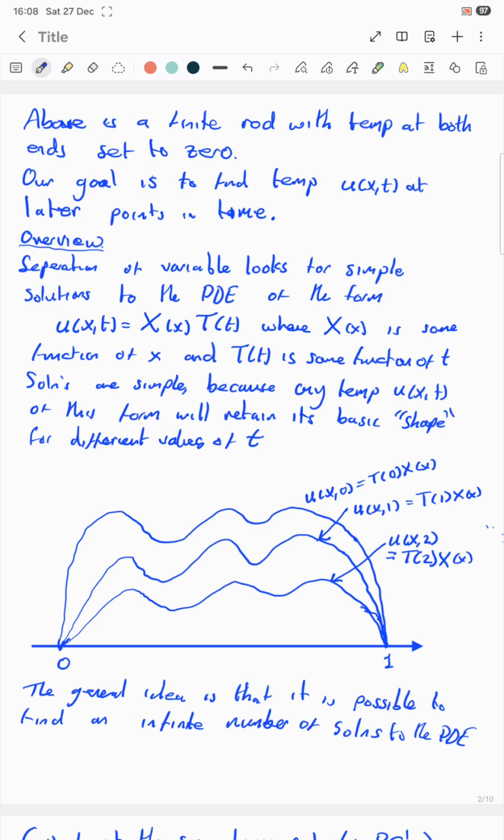Now overview. Separation of variables looks for simple solutions to the PDE of the form u of x, t equals X of x times T of t, where X of x is some function of x and T of t is some function of t. Solutions are simple because only temperature u of x, t of this form will retain its basic shape for different values of t. Here I've drawn a little graph just to represent different values which we're plugging into.